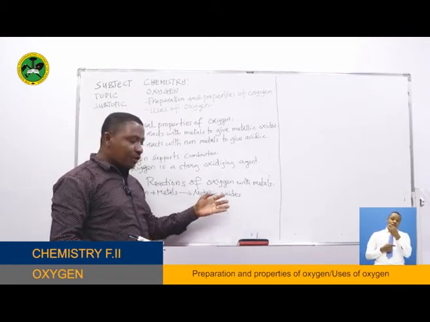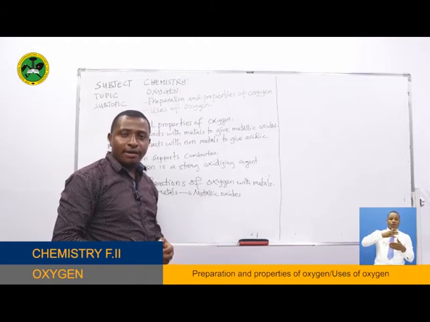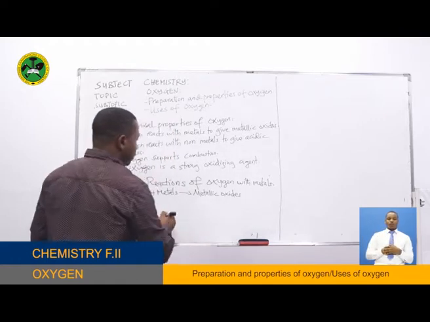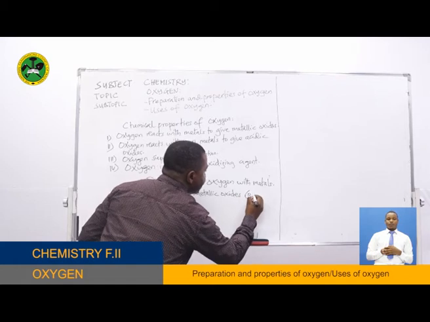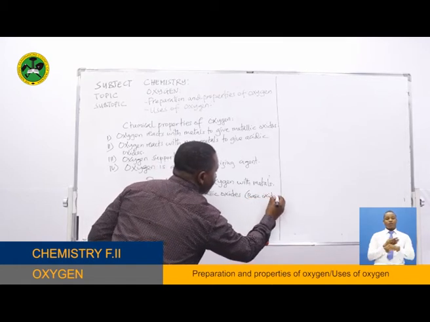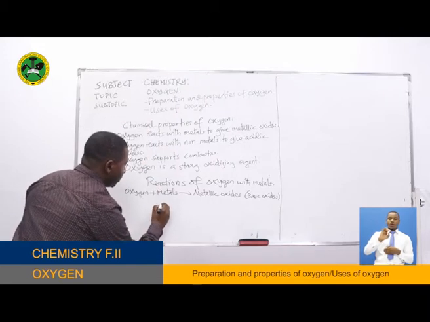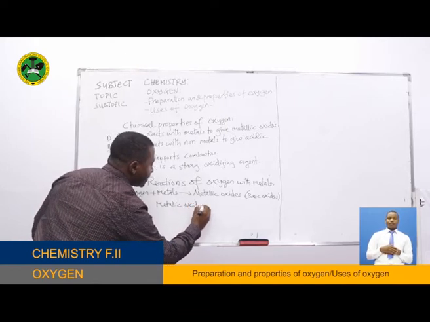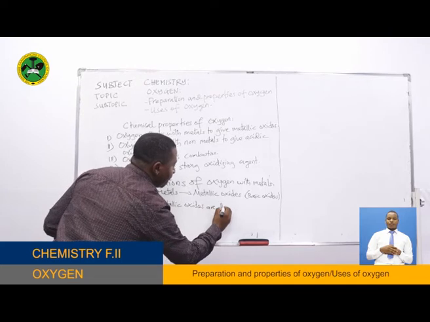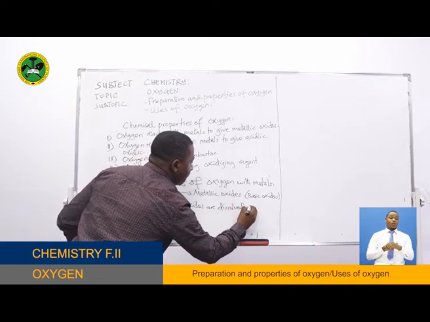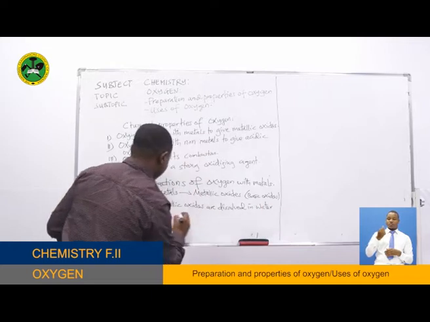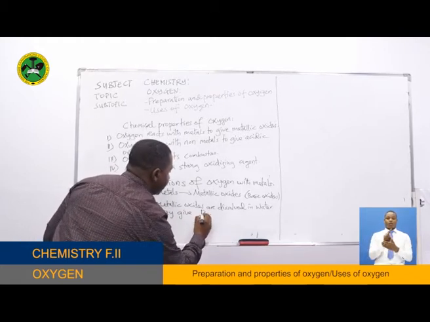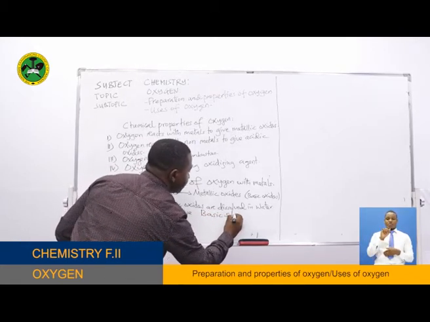When these metallic oxides are dissolved in water, they form a basic solution. Metallic oxides are sometimes known as basic oxides. Basic oxides. And when metallic oxides are dissolved in water, they give basic solution.